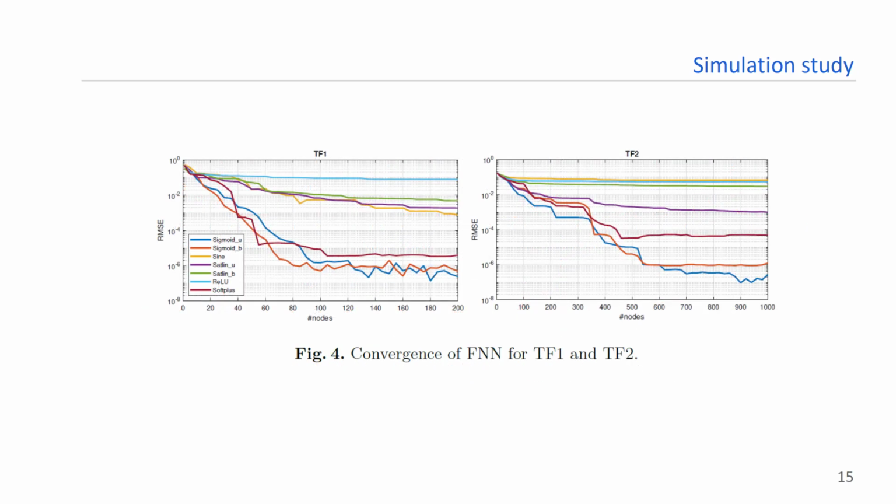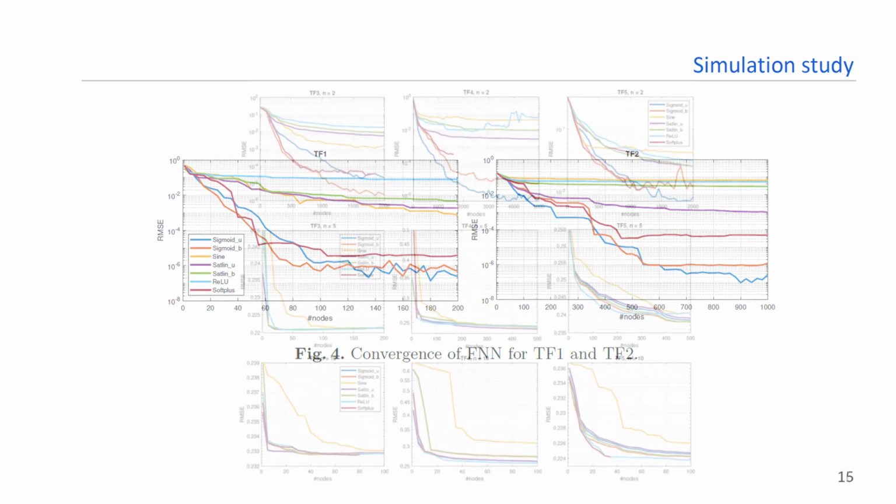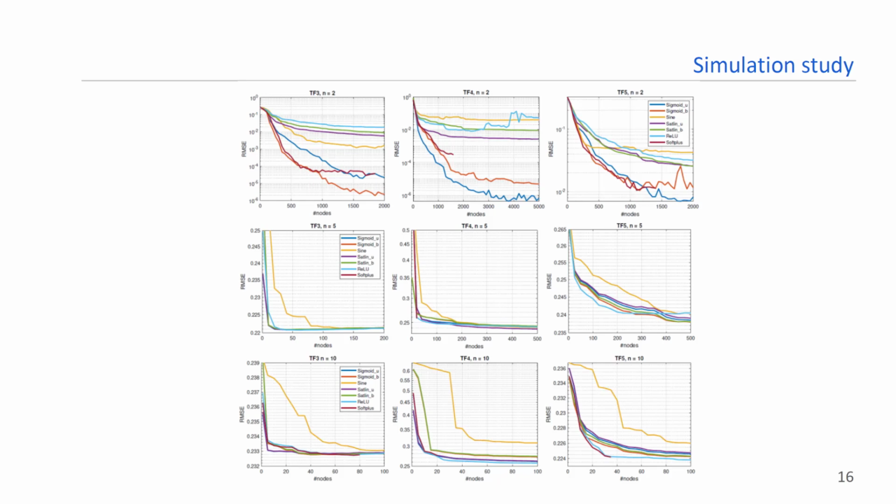These figures show the fitting errors for different numbers of hidden nodes for TF1 and TF2. As can be seen, the sigmoid activation functions outperformed all the others. Slightly worse results were achieved for softplus, while the highest error was observed for ReLu. Fitting errors depending on the number of hidden nodes for other target functions.